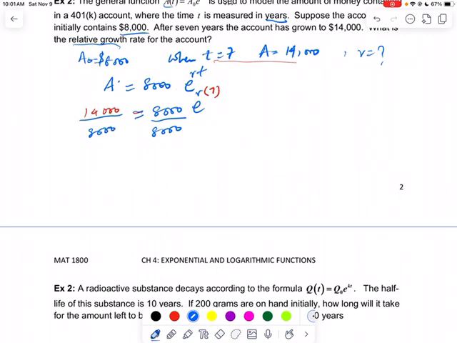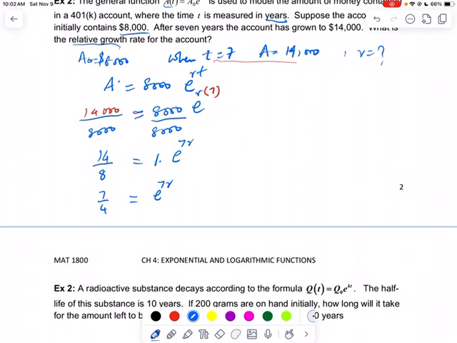Okay, so when you do that, on the right hand side, 8,000 over 8,000 is just 1, and up there we have e to the 7r, and on the left hand side we have 14,000 over 8,000. Okay, so which reduces to 14 over 8, which reduces to, so what goes in both? 2. So we have 7 over 4 equals e to the 7r. Okay, so now from here we have to get r, remember.